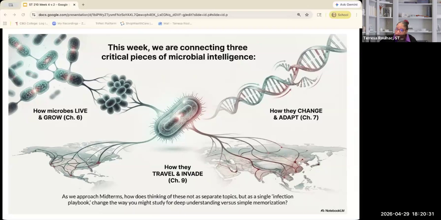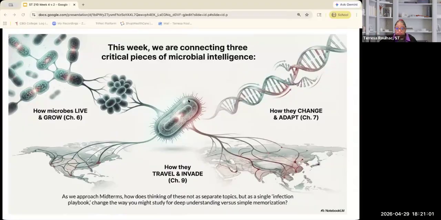All right. So for this evening, this week, we are not studying three separate chapters. I know it feels that way, but we're building one infection playbook. I want you to take a look at what's happening visually here. On one side, with chapter 6, how microbes live and grow.